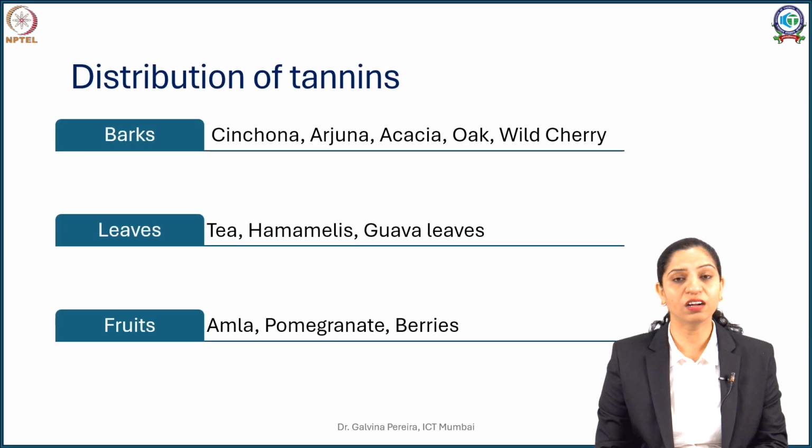You can see tannins occur widely in nature. The reason is tannins are defensive molecules. They have protein precipitating properties. As a result, they are very good antimicrobial agents, so they prevent infections in plants. So you will see them principally in the bark of plants, where they give you a deep brownish coloration. Those are called phlobaphenes and phlobatannins. They occur in cinchona, arjuna, acacia, oak, wild cherry and numerous other barks. If you see the brownish coloration of the bark, that is principally attributed to the presence of tannins.